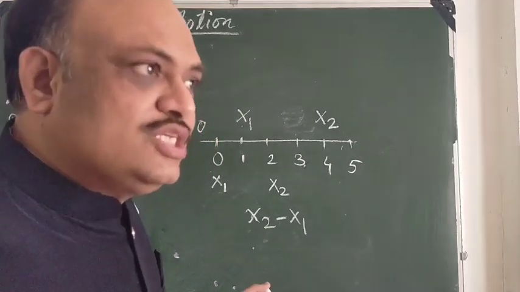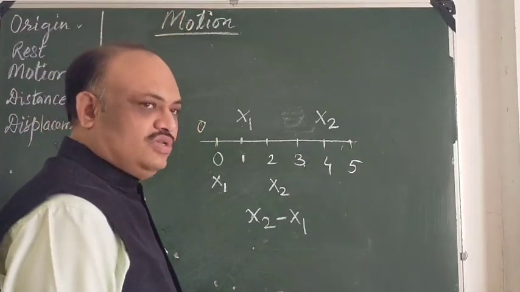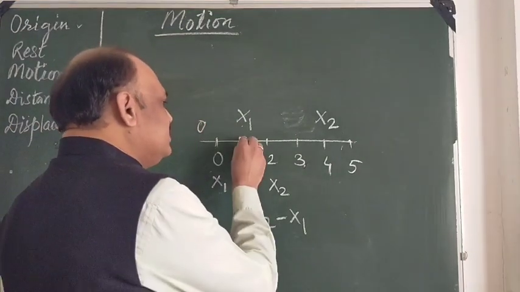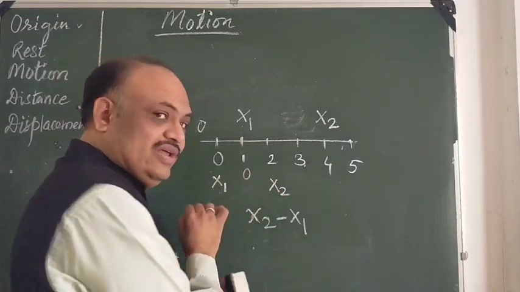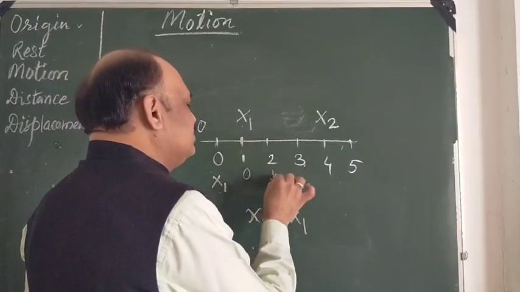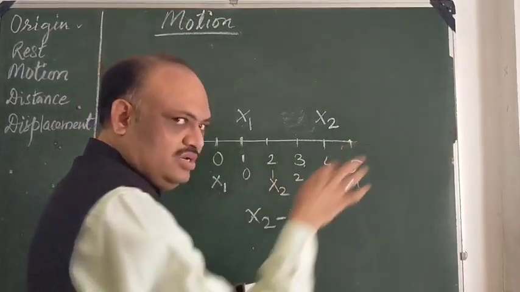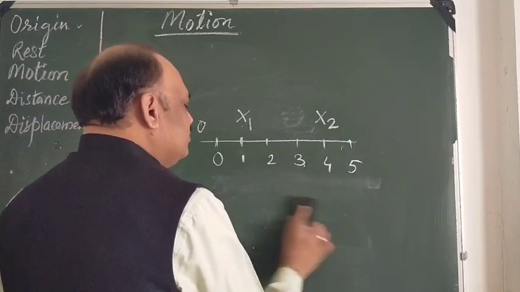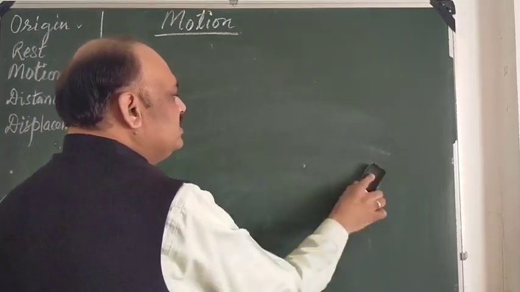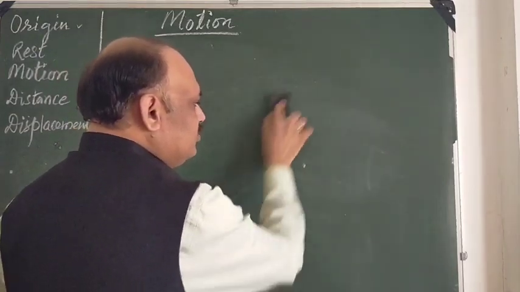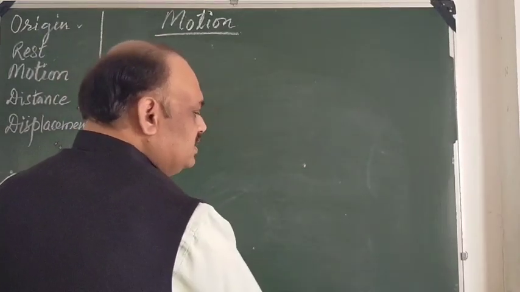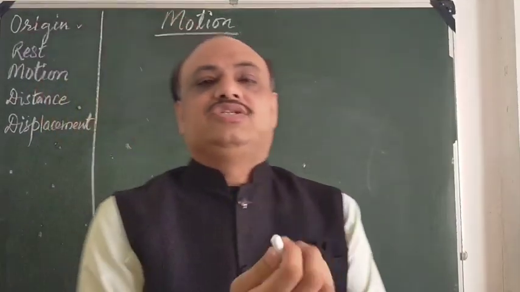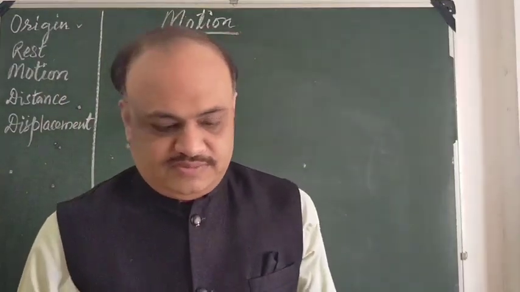So origin is the chosen reference point, and for the sake of simplicity, for the sake of measurement, for our convenience, we take the starting point as 0. So when I take this as 0, then this is 1, this is 2, this is 3 and 4 and so on. We take the value of origin as 0 so that it becomes easy for calculation, but it is not necessarily 0, it can be any number also. So this is the basic concept of origin.